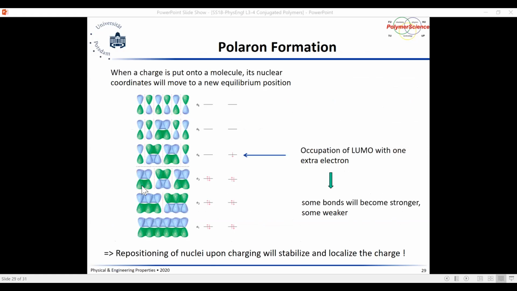Okay, so now what is a polaron? When a charge is put onto a molecule, so either we put it into a LUMO or we take one charge, one electron, away from the HOMO, its nuclear coordinates will have to adjust to the new equilibrium position.